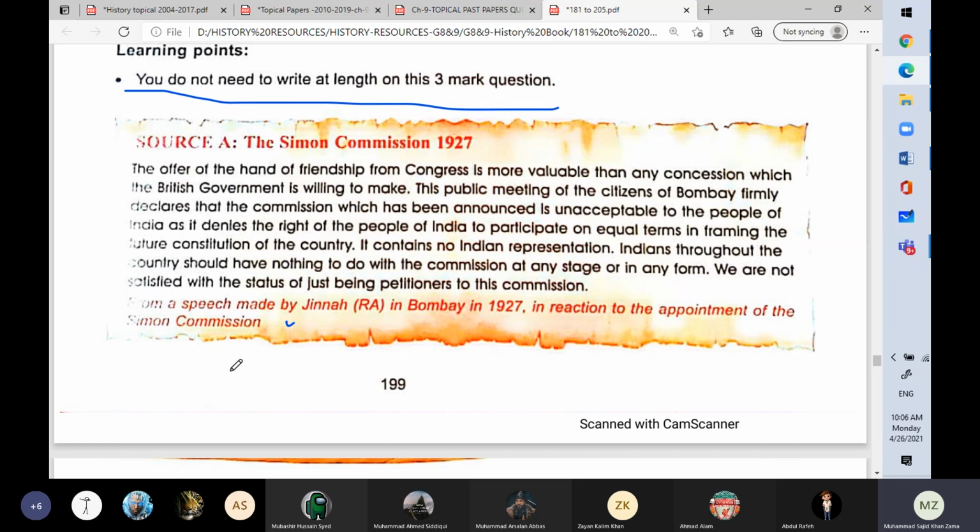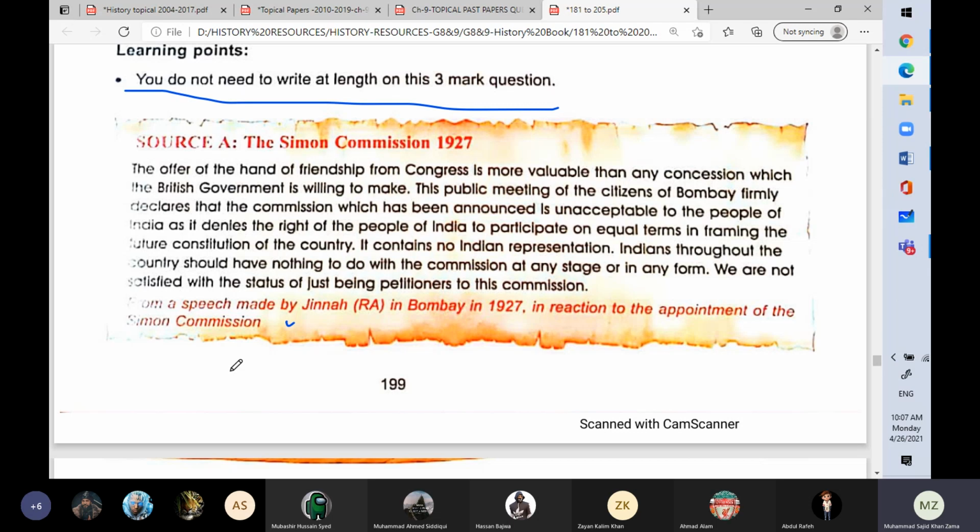Secondary. Okay. The offer of the hand of friendship from Congress is more valuable than any concession which the British government is willing to make. The public meeting of the citizens of Bombay firmly declares that the commission which has been announced is unacceptable to the people of India as it denies the right of the people of India to participate on equal terms in framing the future constitution of the country.